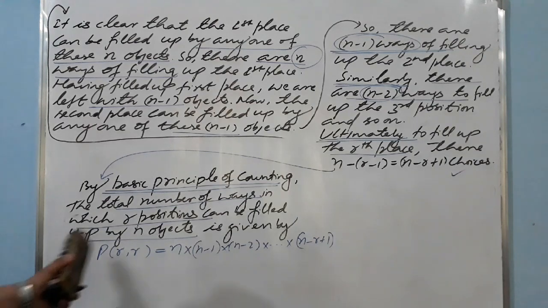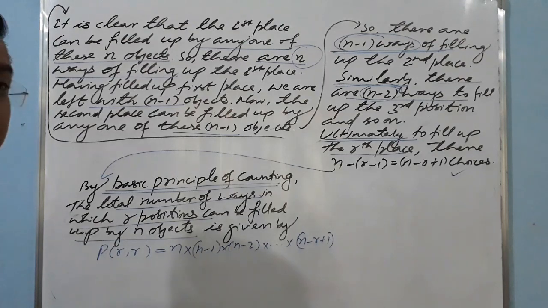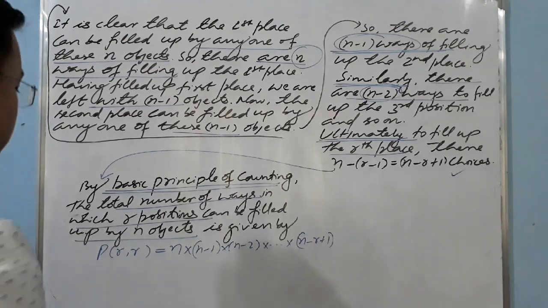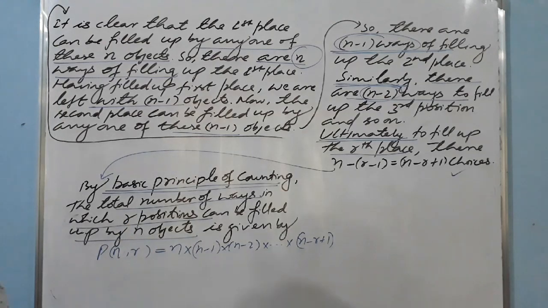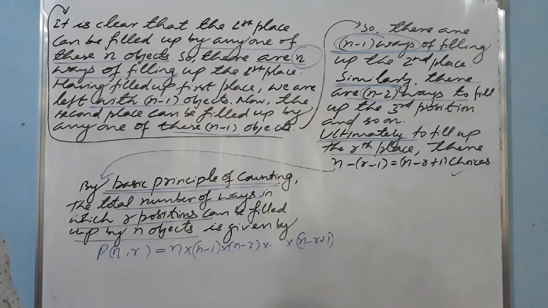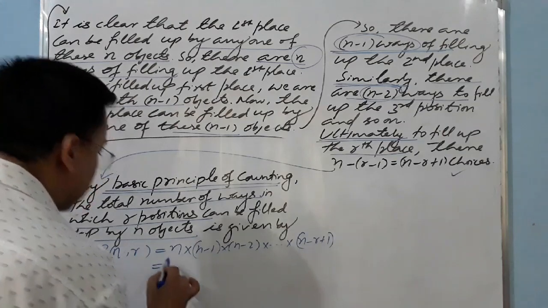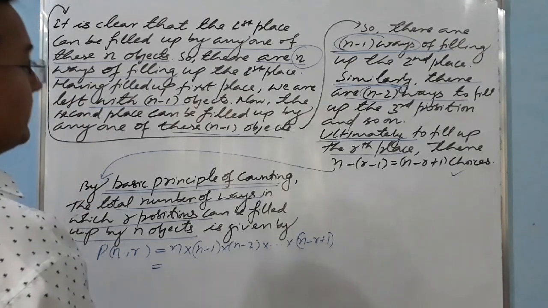Now by the basic principle, the total number of ways in which our positions can be filled up by the objects is given by P(n, r). Here P(n, r) is equal to n times (n minus 1) times (n minus 2) times dot dot dot times (n minus r plus 1). Now let's do something more here. Let's try to convert this into factorial. So how to write it in factorial?